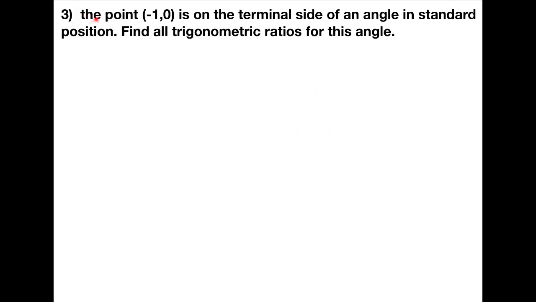Question number 3, the point -1, 0 is on the terminal side of an angle in a standard position, and again write the trig ratios for this angle. All right, so let's draw a shape again. So this time -1, 0 is this point over here. Again, I have an angle in a standard position. So the terminal side of the angle is aligned on the negative side of the x-axis. So the angle that you will get here is this one, which is 180 degrees. So we're going to find the trig ratios for 180 degrees.